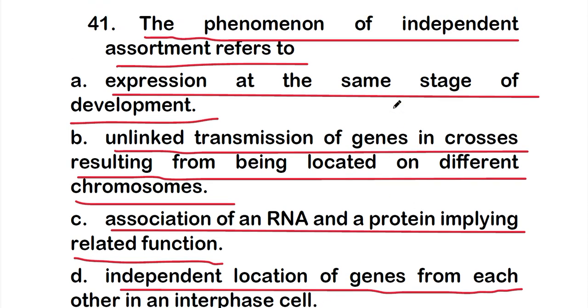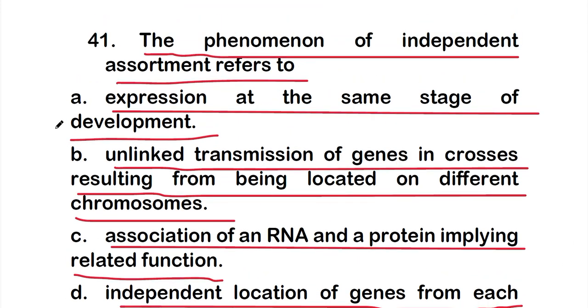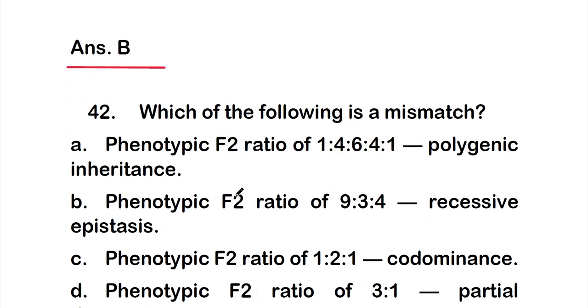So the right answer about independent assortment is option B, unlinked transmission of genes in crosses resulting from being located on different chromosomes. So the phenomenon of independent assortment refers to unlinked transmission of genes in crosses resulting from being located on different chromosomes. So let's move on to question number 42.